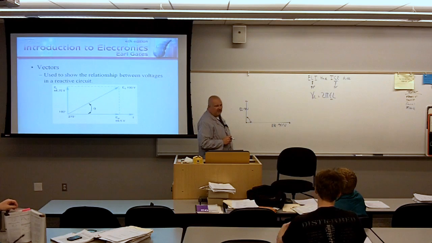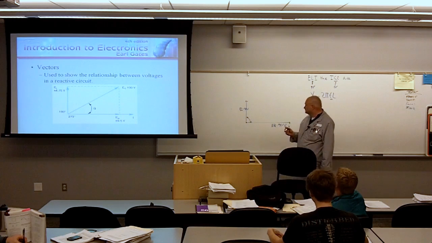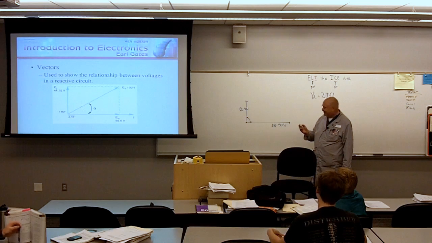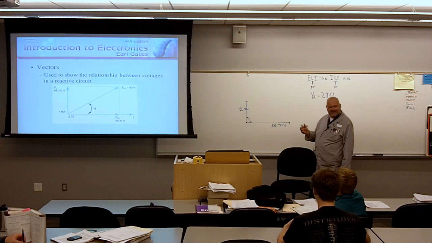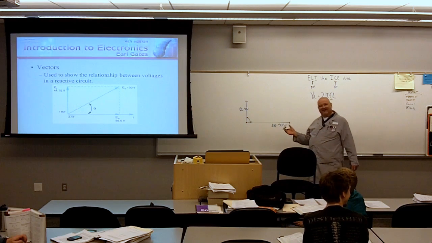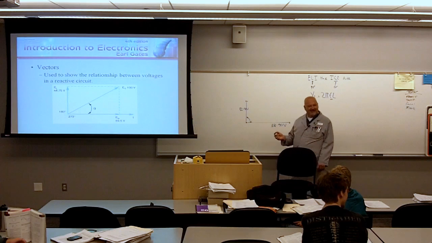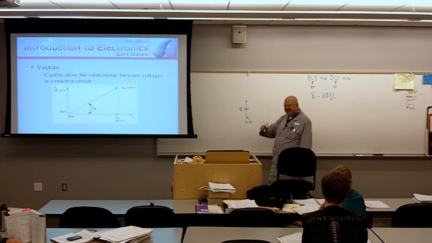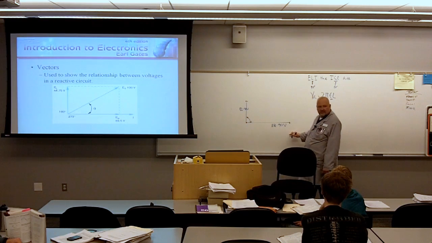Any trig experts here? Does anybody know what we call these different sides? Adjacent and opposite. Okay, which is which? Depends on which angle you're figuring out. Well, it depends on which angle you're figuring out. This would be the EL. Opposite would be the ER.